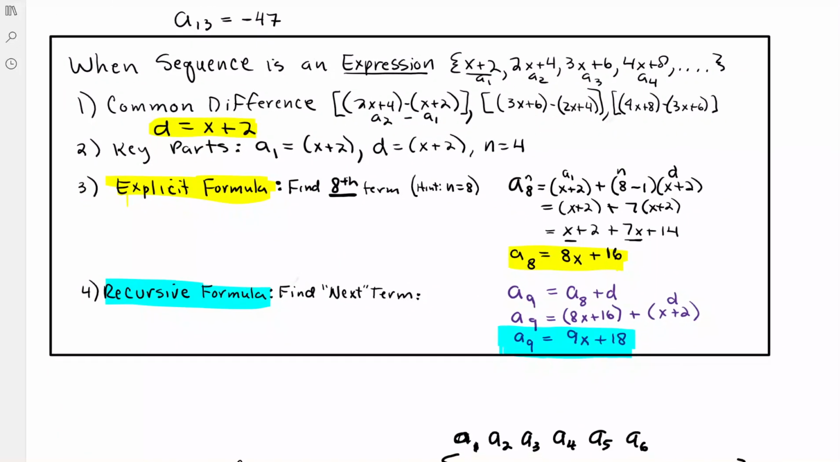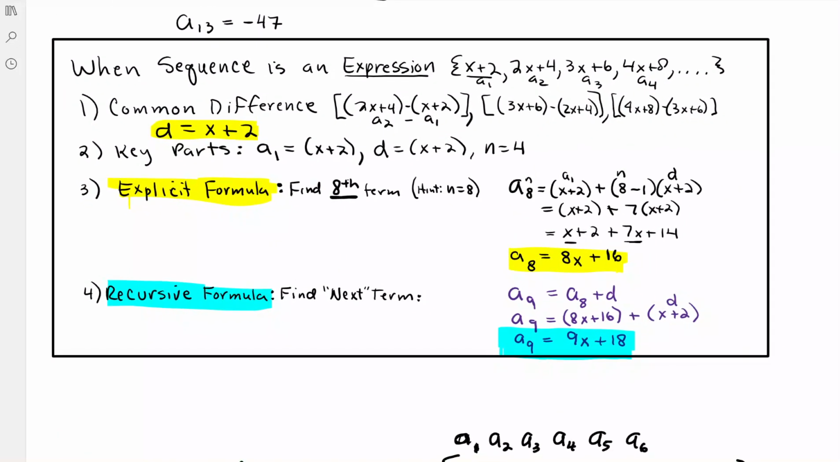Okay, real quick, when the sequence is an expression, not just a number, so here's our first term, x plus 2. Our second term is 2x plus 4, 3x plus 6, etc. So you're going to do the same thing. You're going to do the second term, subtract the first term, the third, subtract the second, the fourth, subtract the third, and what you get is the common difference of x plus 2.